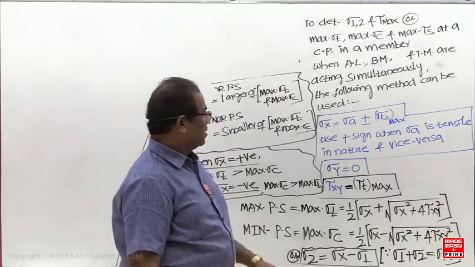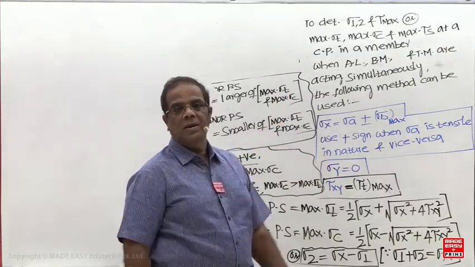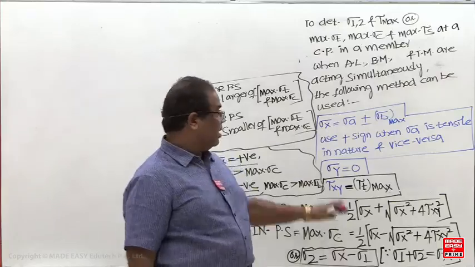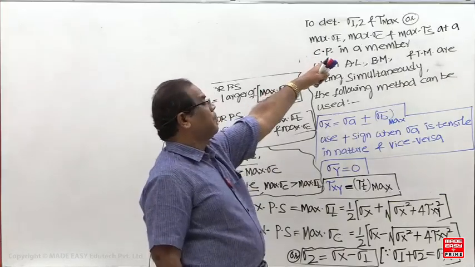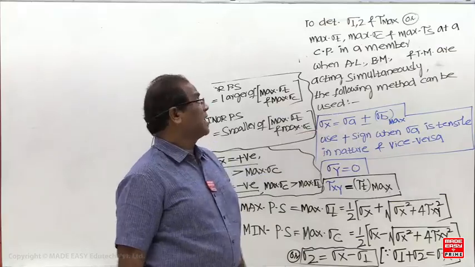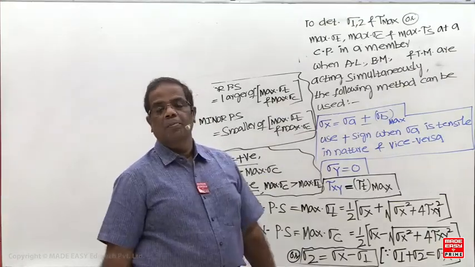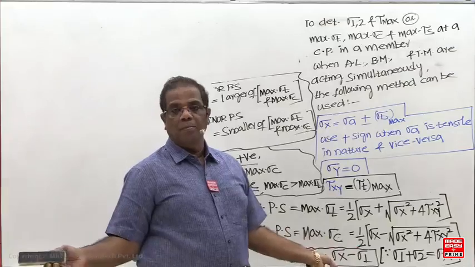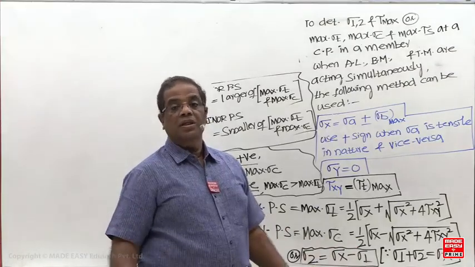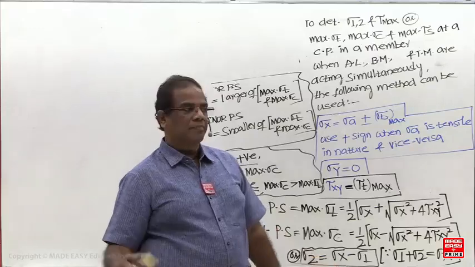Some students may ask, sir, yesterday's method should have been discussed, but with this one you cannot do all the questions. It's only valid to determine the principal stress, maximum shear stress, maximum tensile, maximum compressive stress at a critical point in a member. If some arbitrary point is given, or suppose shear force is also there, then we cannot use it.